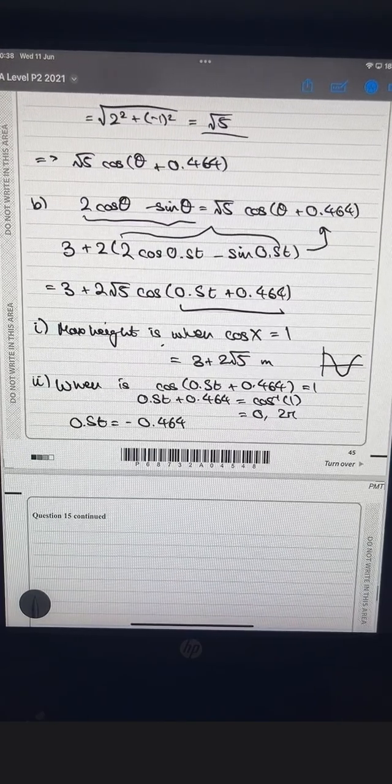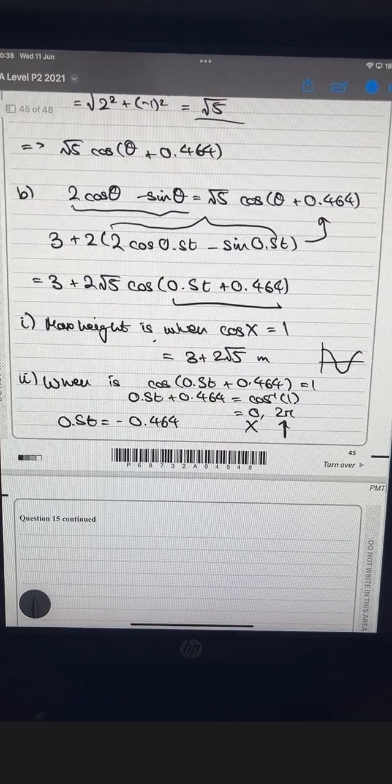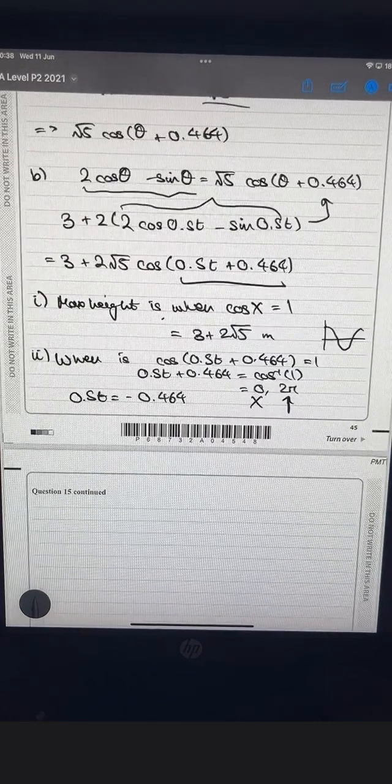But it's not. t cannot be a negative value, which is why I'm just focusing on 2 pi. Does that make sense, guys? That's exactly why, if you use 0, time will be negative, which is why I'm not going to do any working with that, okay? Because I'm solving for t, not 0.5t plus 0.464.